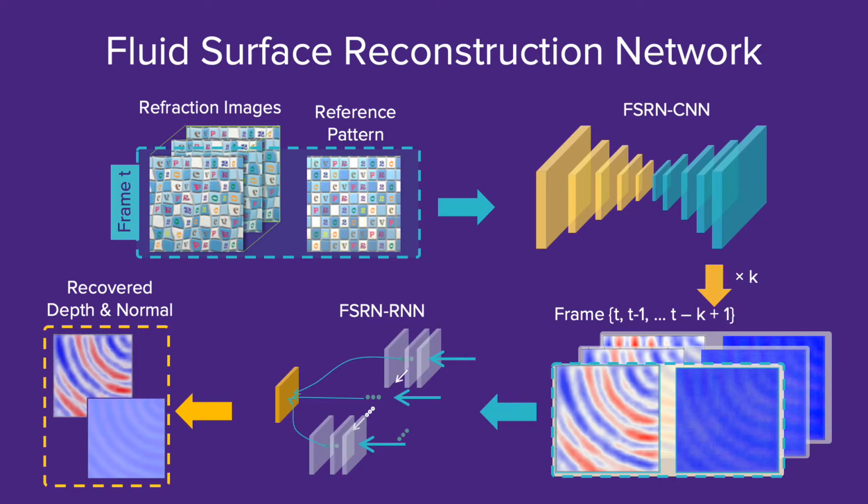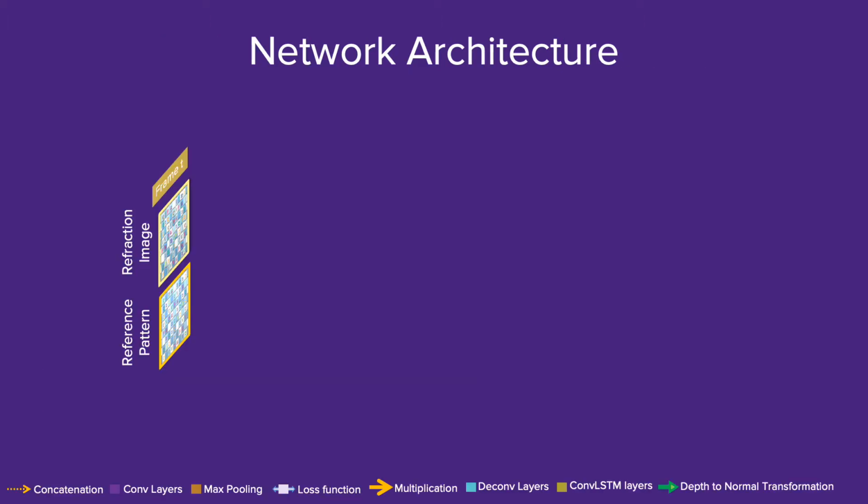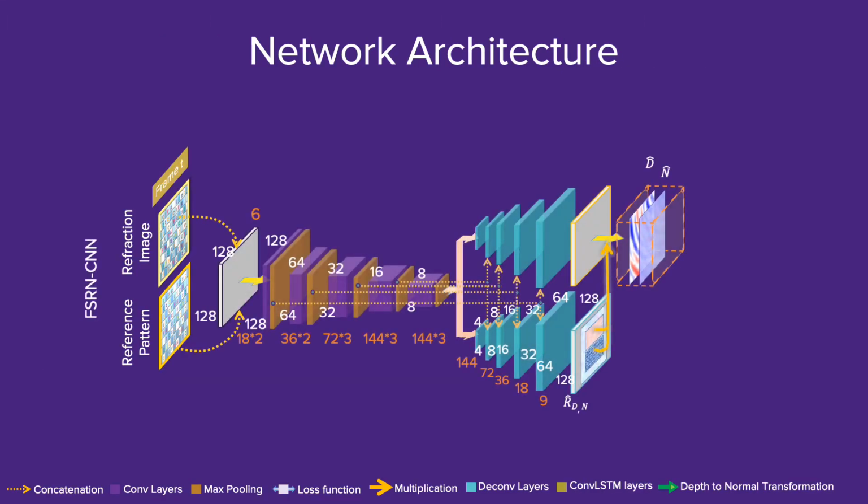Our fluid surface reconstruction network consists of two subnets: an encoder-decoder based convolutional neural network for per frame depth and normal estimation, and a recurrent neural network for enforcing the temporal consistency across multiple frames. Our CNN subnet takes the refraction image and reference pattern to estimate the depth and normal by analyzing refractive distortions.